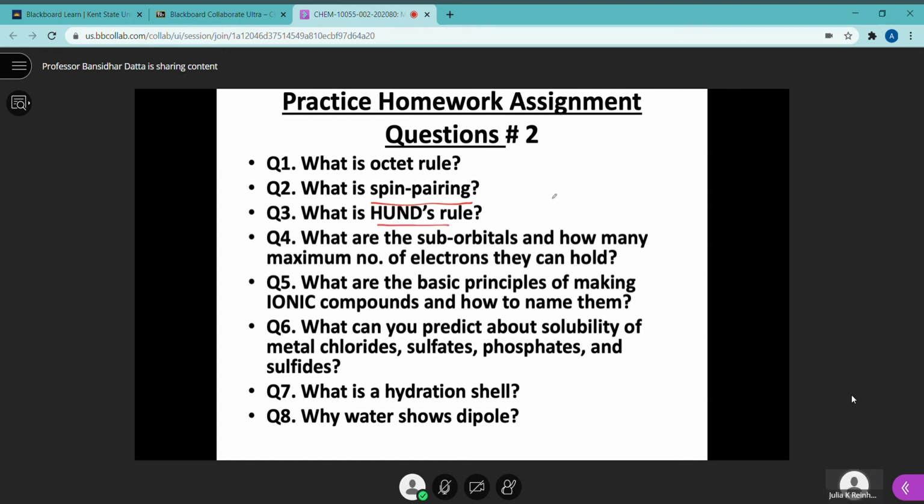Who can tell me what Hund's rule is? Is that when the orbitals have to fill up, like the inner ones have to fill up before the outer ones? So this is Hund's rule. If you have a subshell with multiple equal-energy orbitals, they fill up one at a time. For example, p has px, py, pz. If you have 4 electrons, it will fill up like this: px1, py1, pz1.